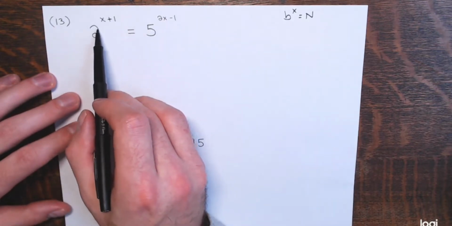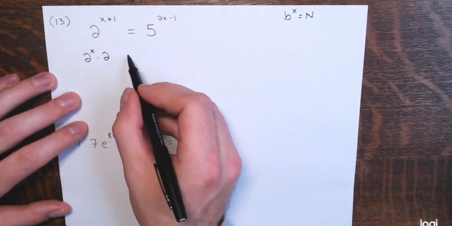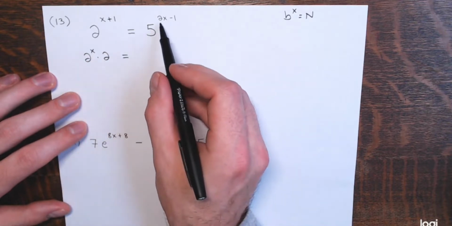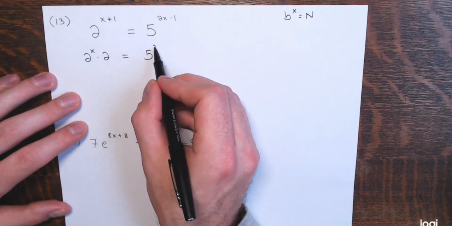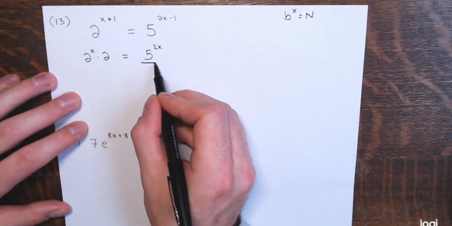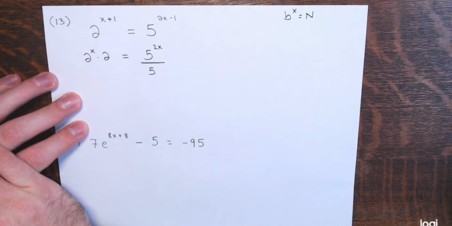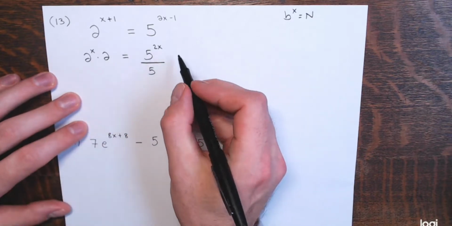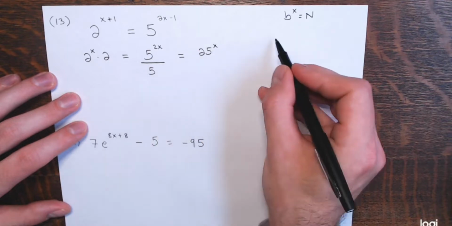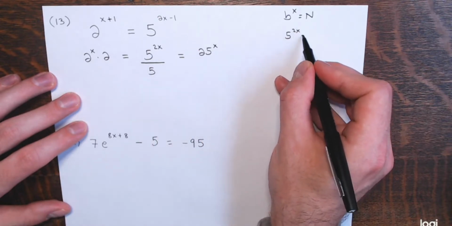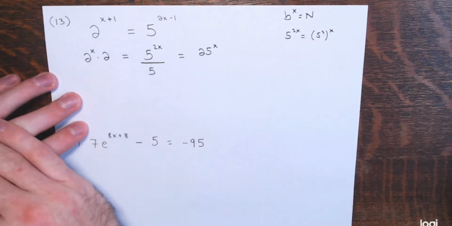So over here, 2 to the x plus 1, that's 2 to the x times 2 to the first. 5 to the 2x minus 1, when is there a difference? When you divide. That's the same thing as 5 to the 2x divided by 5 to the first. That would be 5 to the 2x minus 1. All right, but then 5 to the 2x is really 25 to the x, because that 5 to the 2x is really 5 squared to the x. Use that power to a power rule.